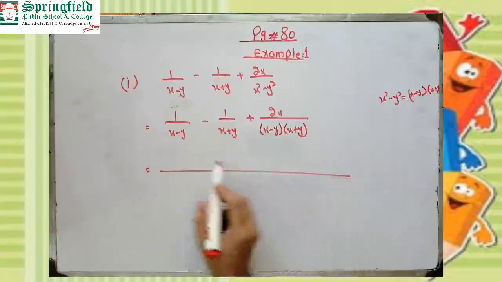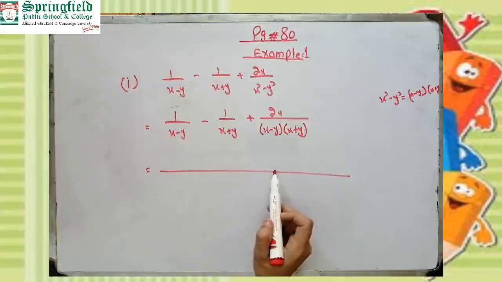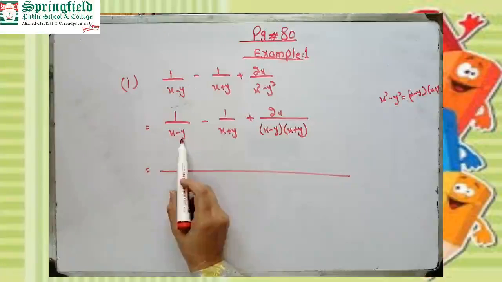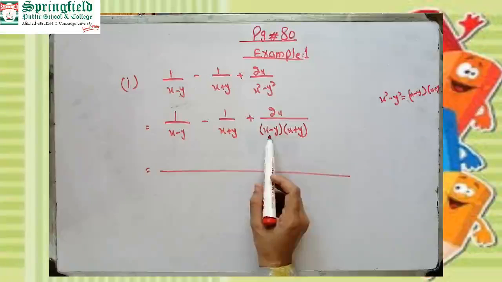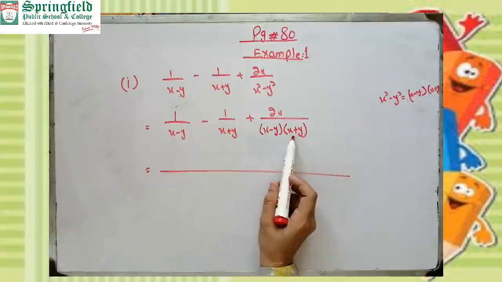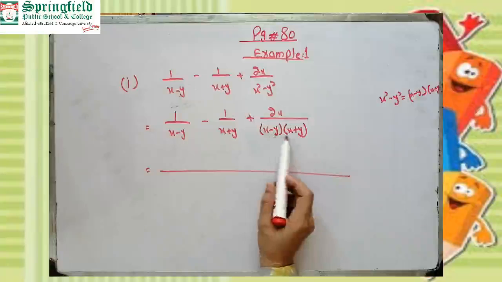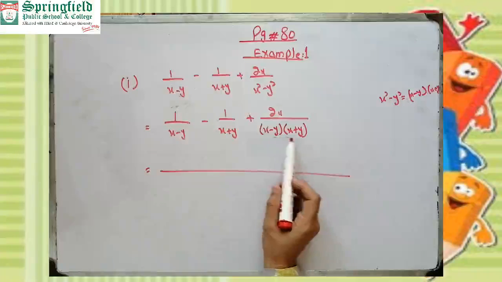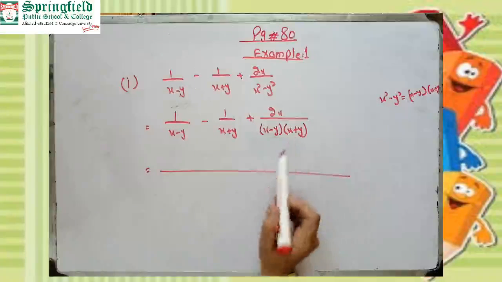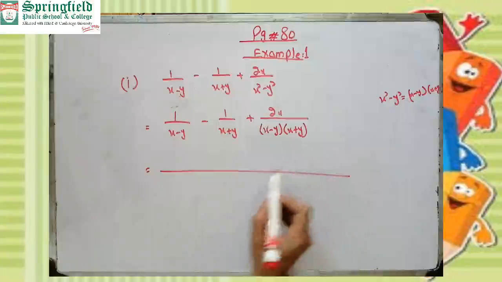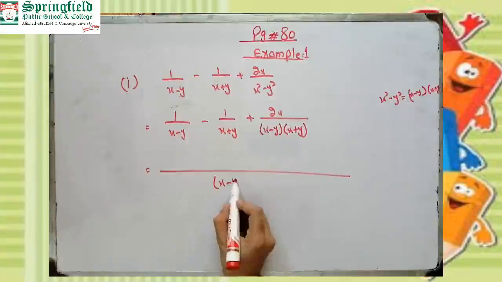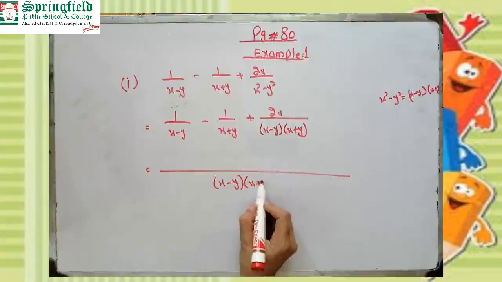Now what will be the LCM of these denominators? Look here: x minus y and x plus y, and here x minus y, x plus y is the product of this one. So which one is the highest? This expression has the highest denominator, so we will take this expression. This one is the LCM. It means (x minus y)(x plus y).